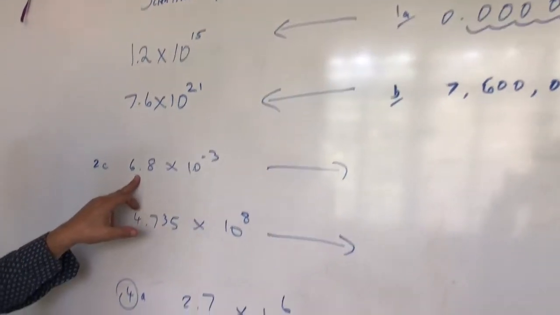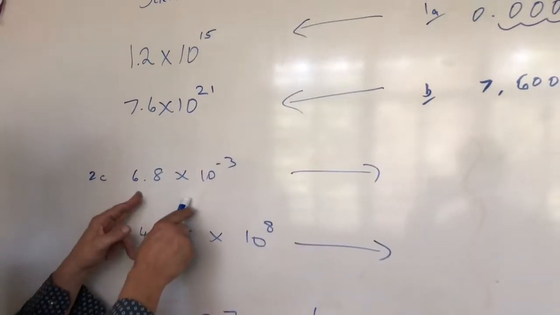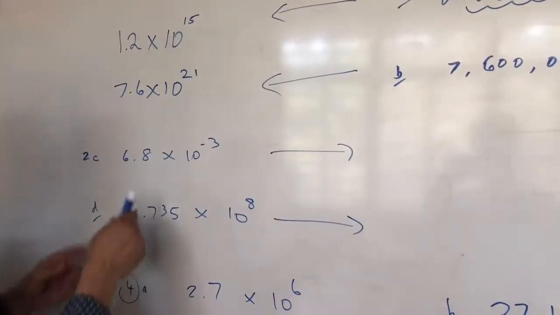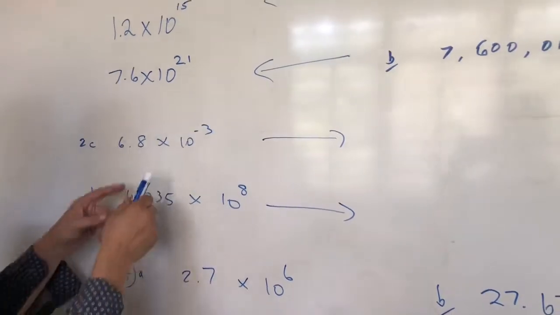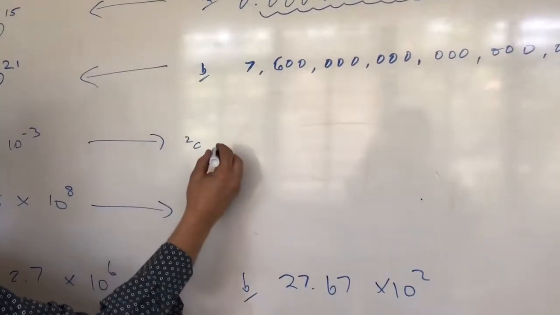If we move along to 2C, I'm skipping a couple questions. Then we're going now from scientific notation to standard notation. And in this case, because it's a negative exponent, we're going to go left. We're going to get a smaller number, okay? And I'm going to put 2C here as well.